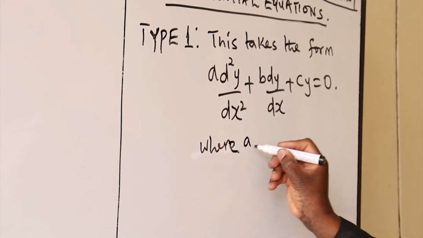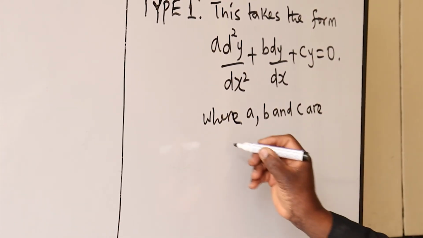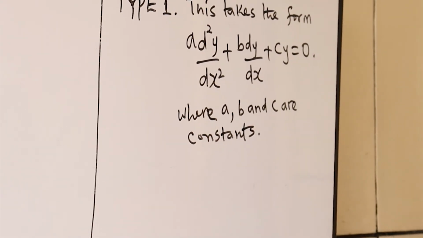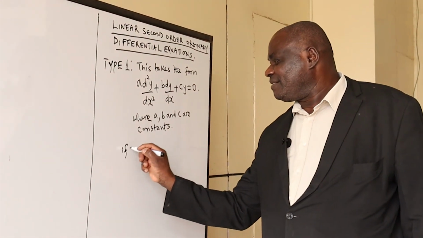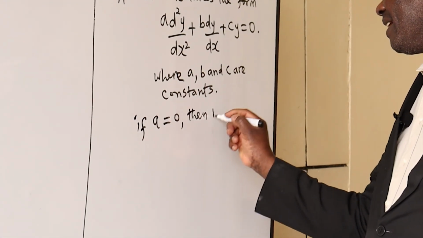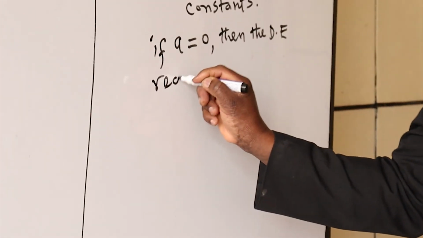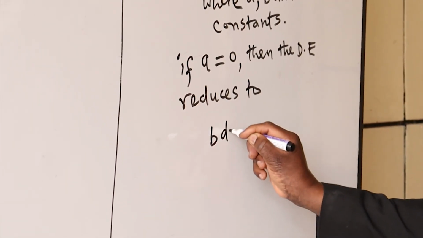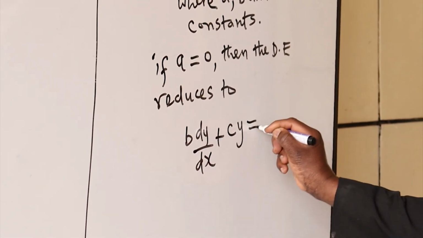A, B, and C are constants. If A is equal to 0, then the DE reduces to B dy dx plus Cy is equal to 0.